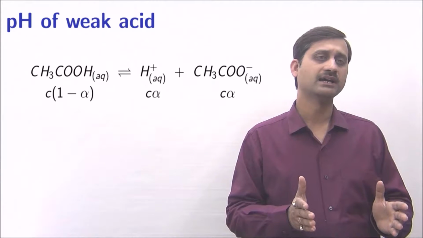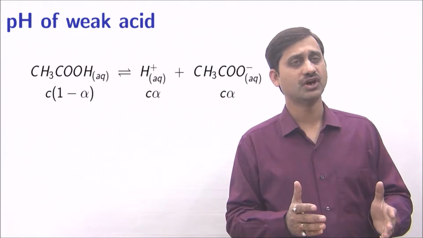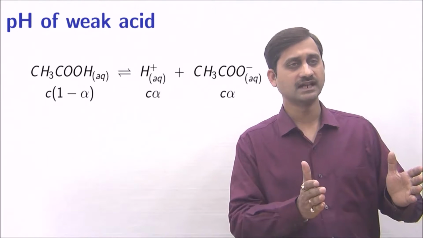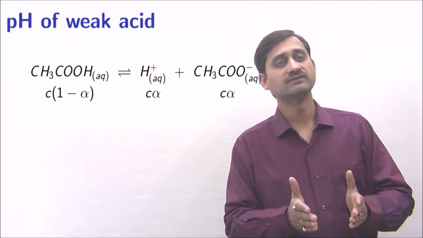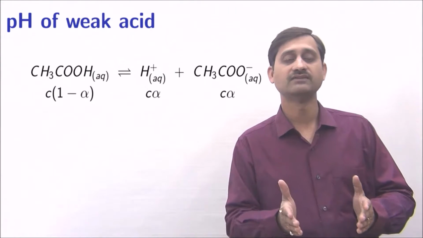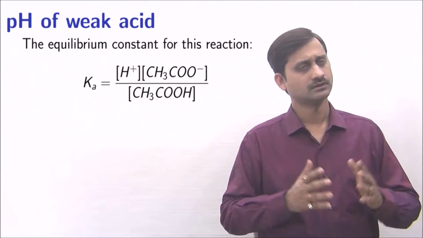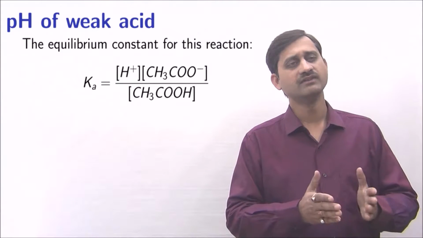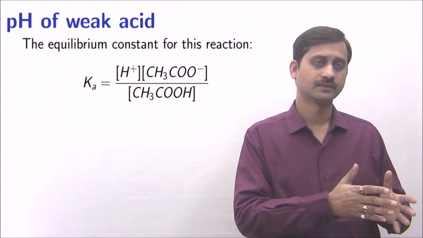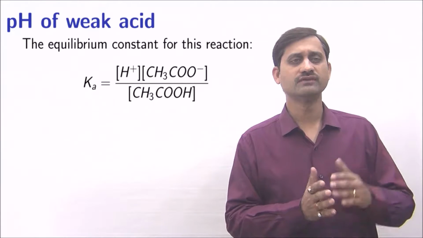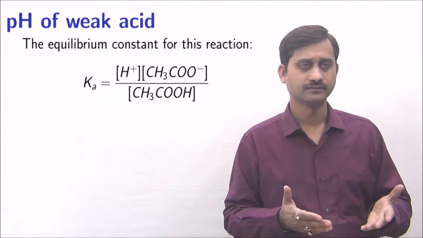Multiplying the entire equation by the concentration of acetic acid, that is C, we get the final concentration of acetic acid as C(1 minus alpha). C alpha of acetic acid is being dissociated. It gives us C alpha moles of H plus and C alpha moles of acetate ion. The equilibrium constant of this reaction would be Ka. Here we have put the subscript A for the dissociation constant of an acid. That's equal to the concentration of H plus and acetate ion divided by the concentration of acetic acid.